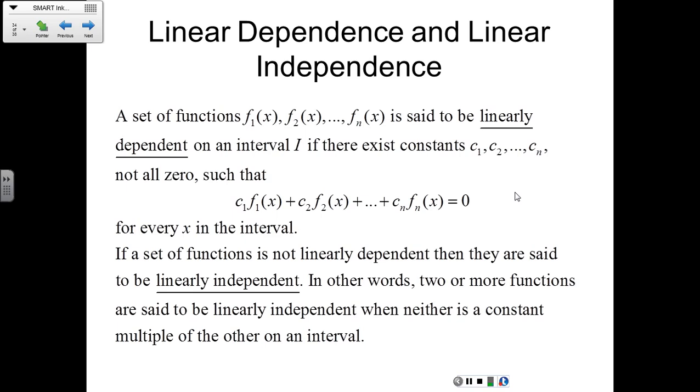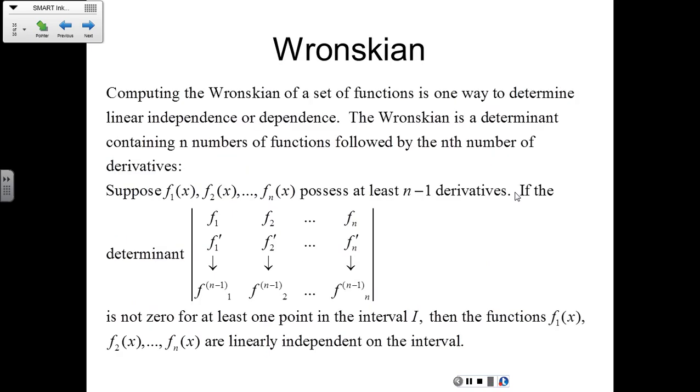There is a test we're going to learn on how to determine if functions are linearly dependent or linearly independent. We're going to work something here called a Wronskian. Wronski was a mathematician. He developed this process to determine whether functions were linearly independent or linearly dependent. As you can tell, it's a determinant. Do y'all remember how to work a determinant? A 2 by 2 or a 3 by 3? If you remember, 2 by 2s were real easy.